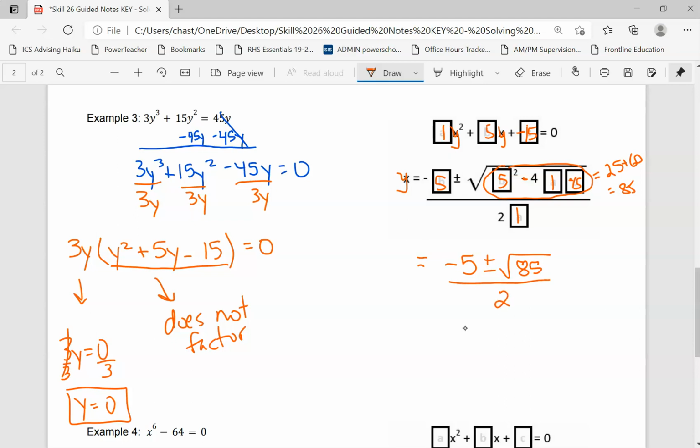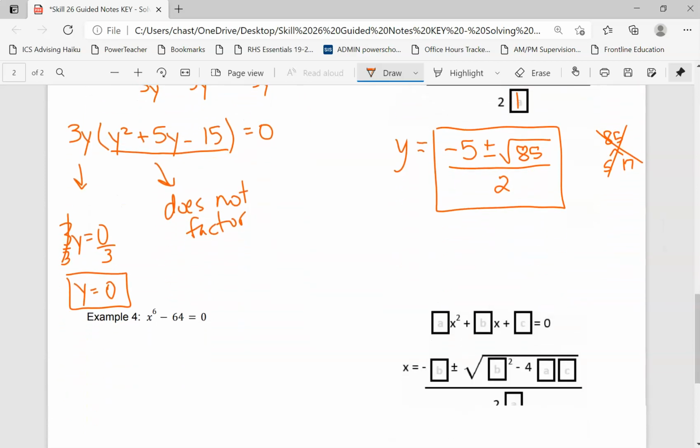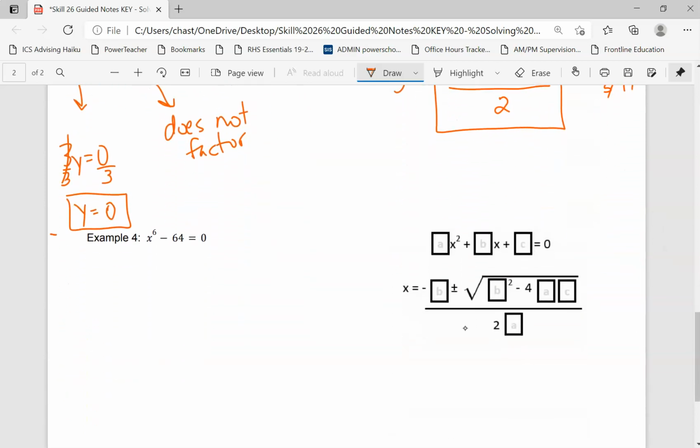Looking at this, the 85, let's see, I could divide that by 5. So 85 divided by 5, I get 17. But 17 is a prime number. We're not going to get a perfect pair of a number out, so no worries about that. We can just leave our answer as this. So y equals 0 was one solution, and then y equals negative 5 plus or minus square root of 85 over 2 is the other one. Well, the other two, should I say.